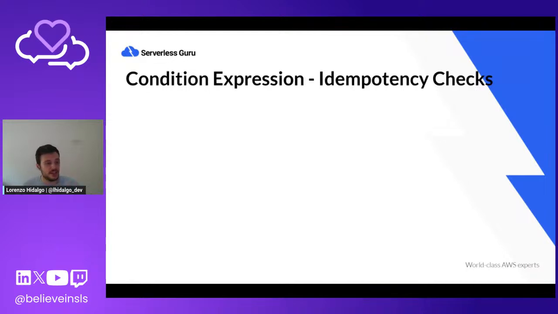Idempotency checks are used mostly in EDA architectures, so event-driven architectures, for example, where we know that by default, AWS services such as SQS, SNS, and EventBridge will deliver at least once, meaning that you could receive an event multiple times. This is something you need to have in mind while developing: I need to have some type of idempotency check to make sure that I don't end up billing the same user twice for the same transaction.